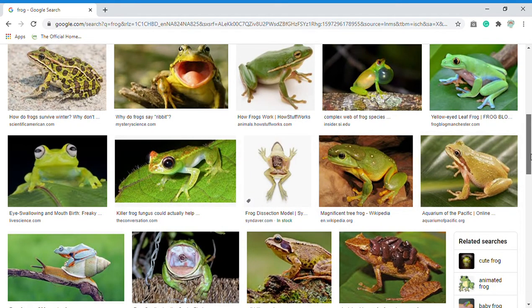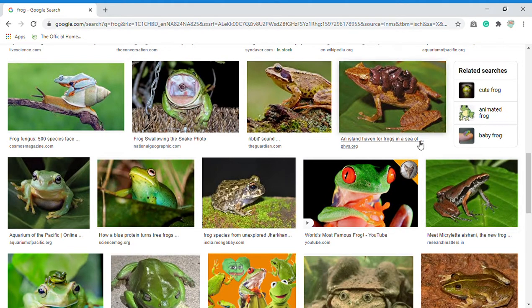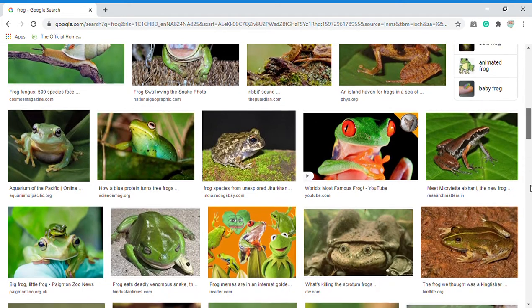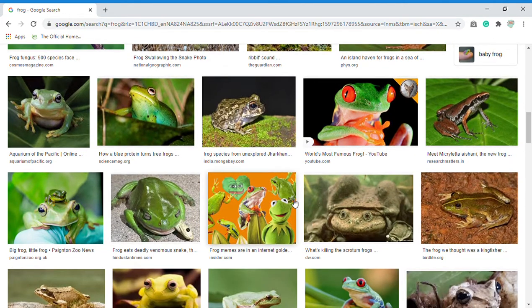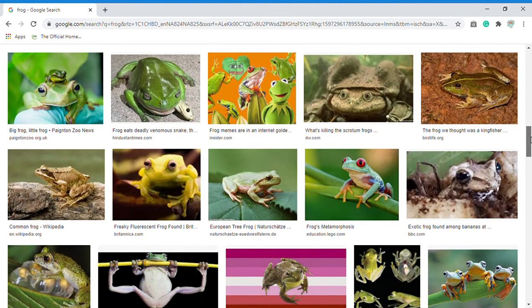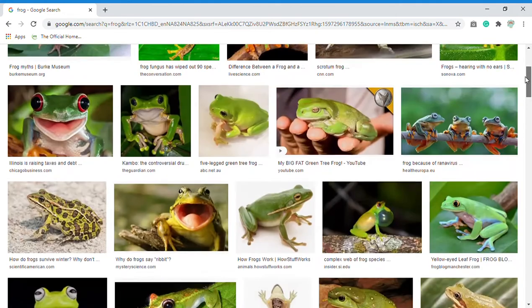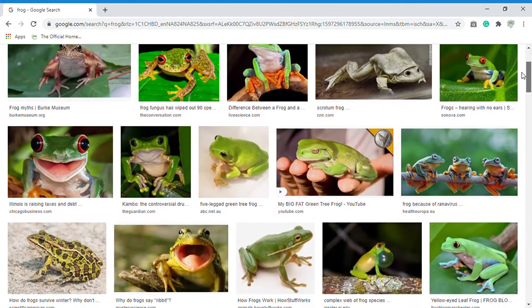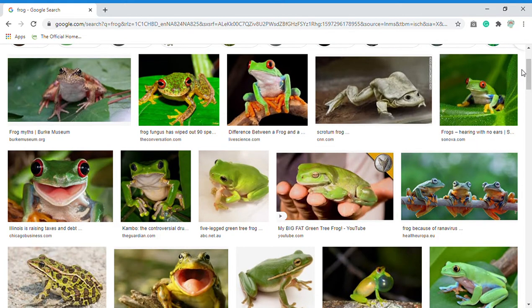Ew, I don't want to show you that. Gross. Aww, baby frogs on a frog. That's really cute. I thought they didn't take care of their babies. Cool, there's Kermit. Oh, it's a tiny frog on a frog. That is very cute. Okay, so I'm going to leave it on these frogs for a little while. You can pause, choose one, and then you can draw the frog.